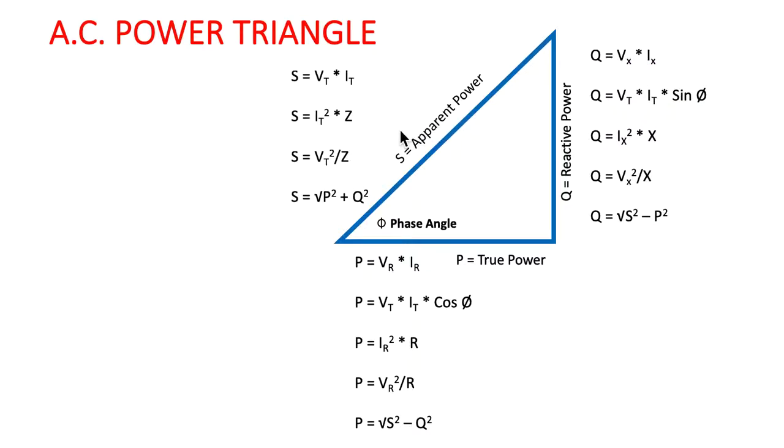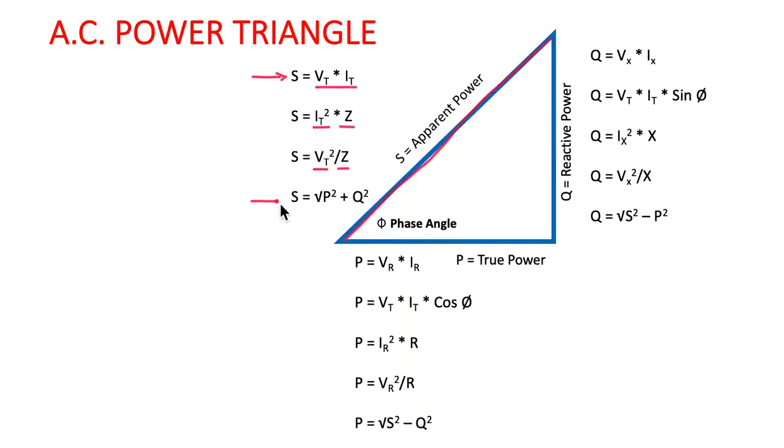And finally, apparent power. This is the most common equation. S equals the volts times the current. Volts total times current total is going to give you S. And because this side of the triangle is also the Z of the impedance triangle, if you know Z, you can use I squared total multiplied by the Z, or you can use V squared total divided by the Z.